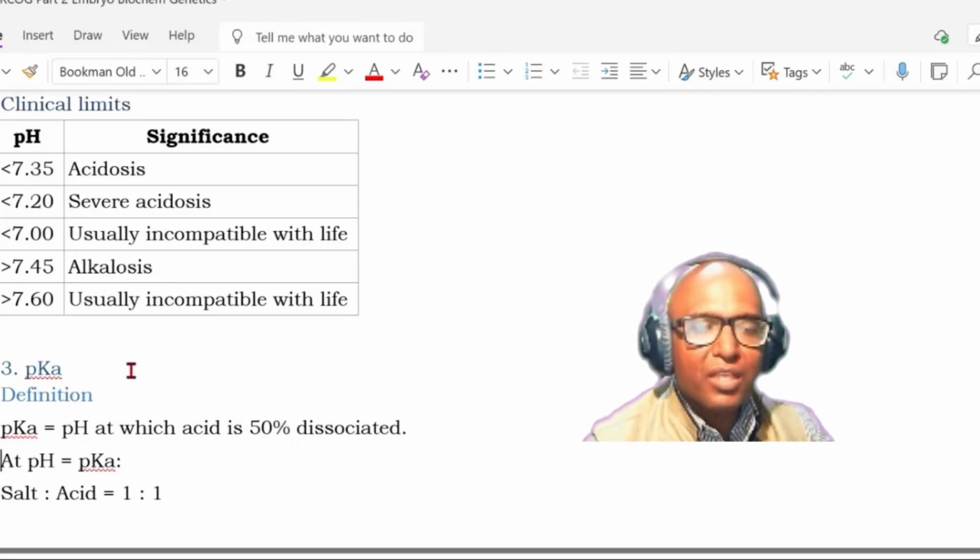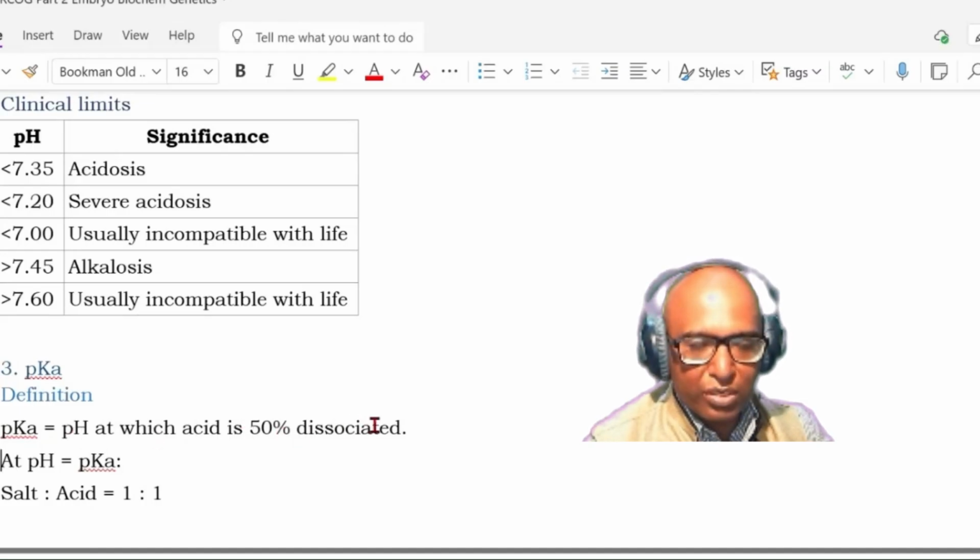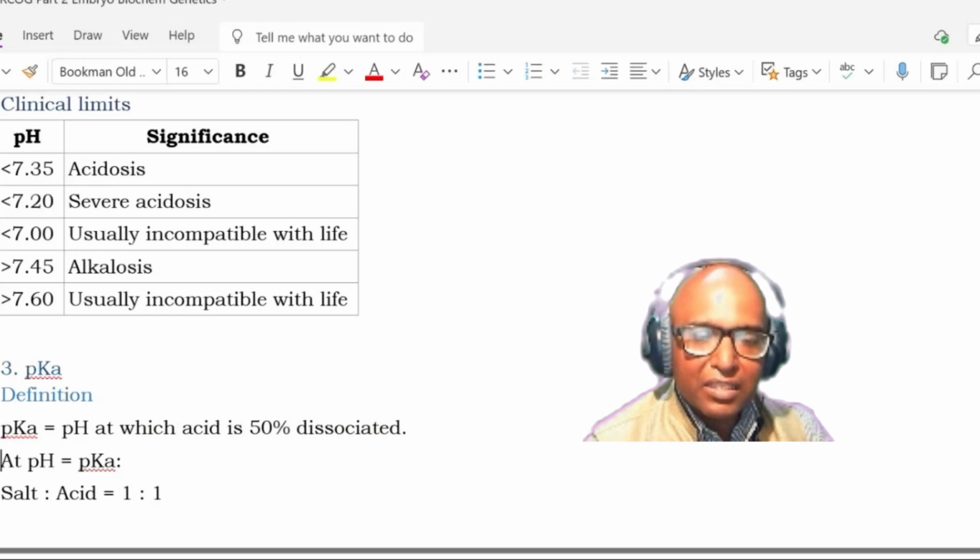Now the concept of pKa. So what is pKa? pKa equals the pH at which 50% of the acid is dissociated. That means the acid will be 50% and the salt will be 50%. So at pH equal to pKa, the salt to acid ratio is 1:1. When the salt to acid ratio is 1:1, pH will be equal to pKa.